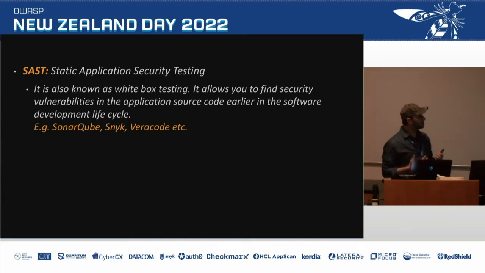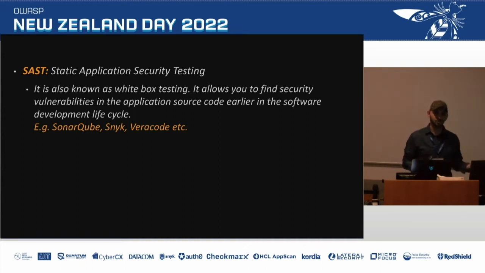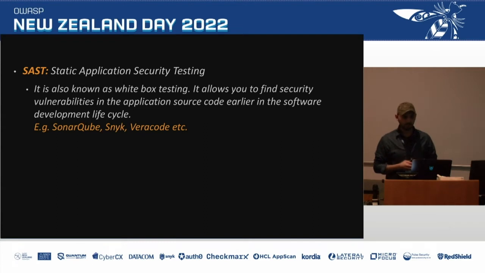So SAST, Static Application Security Testing: your application is not running. You're just running a tool, and that tool is going to identify vulnerabilities in your source code. It's going to look at sources and sinks, and based on the tool that you've implemented, it's going to start highlighting those vulnerabilities for you. Typical vulnerabilities you would see are cross-site scripting, SQL injection, SSRFs, open redirects, and whatnot. You're going to see those sorts of vulnerabilities if you're running a SAST tool.